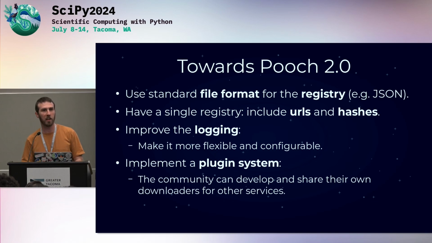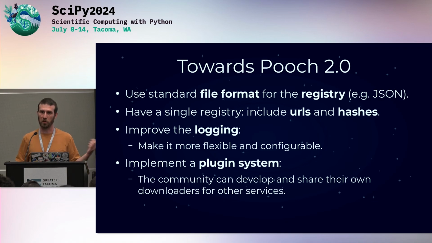And finally, there are a lot of people in the community asking for particular downloaders for very specific services. And we've been hesitant to include or start developing and maintaining those in Pooch, mainly because APIs change and it's hard to make a release every time an API changes just to support it. So instead of merging those custom downloaders into upstream Pooch, we're thinking of developing a plugin system so the community can develop their own downloaders and share them, so you can easily extend it.